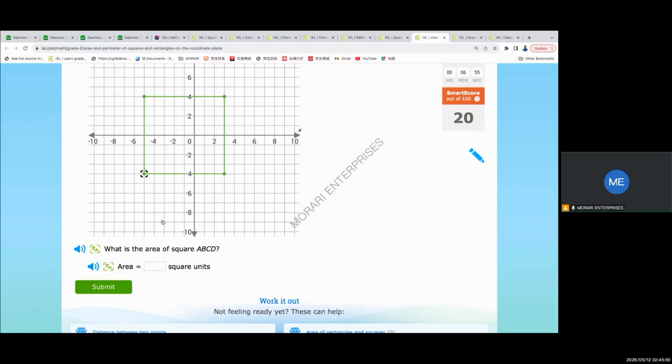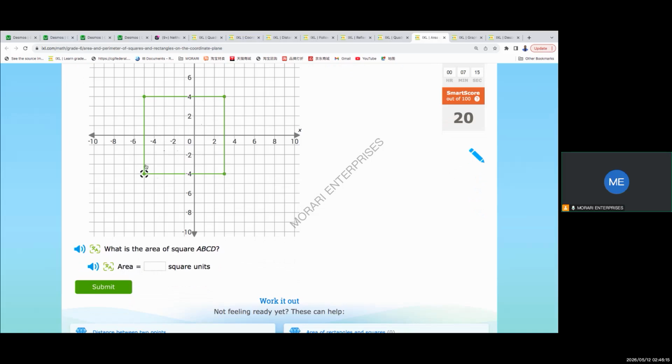Now the area of the square means how many little squares you need to fill the space inside this enclosed square, the space bounded by the square. How many small squares do we have? Each of these squares is called a square unit. Now to get it, we take this length.